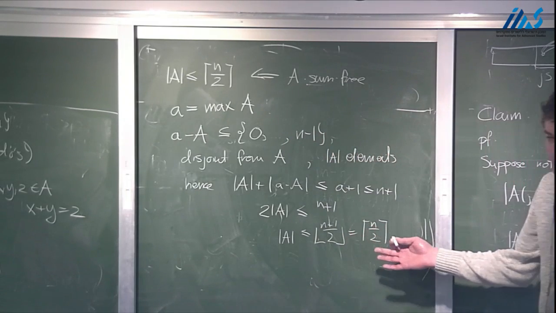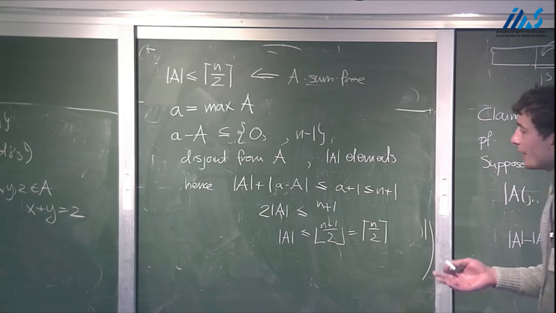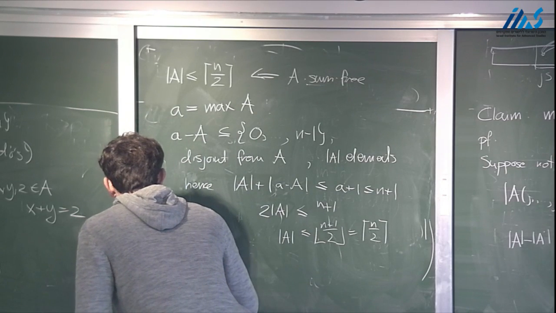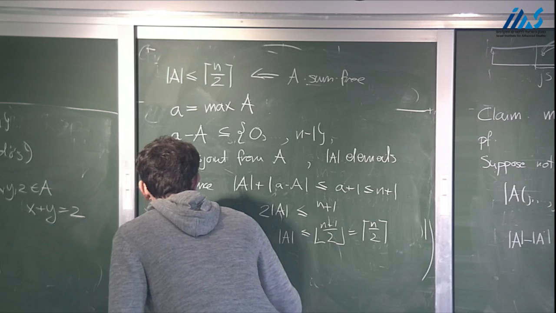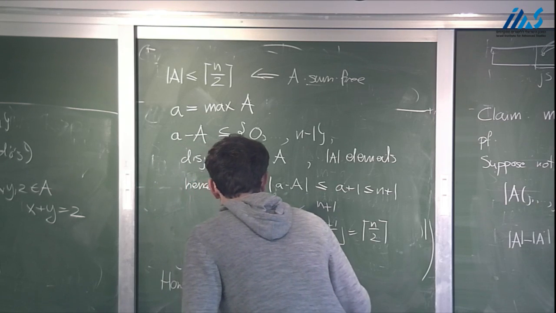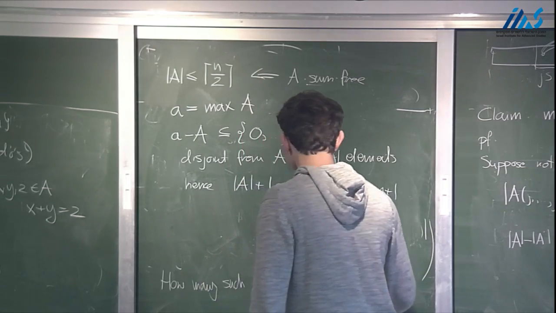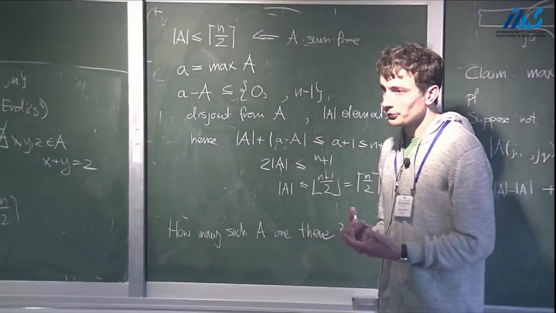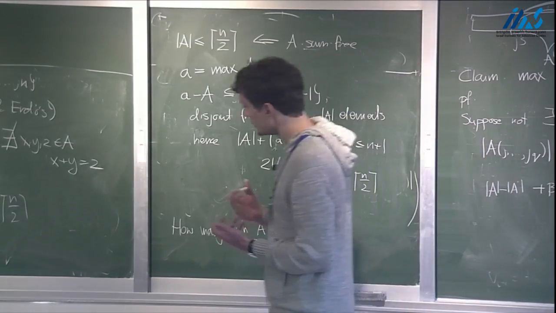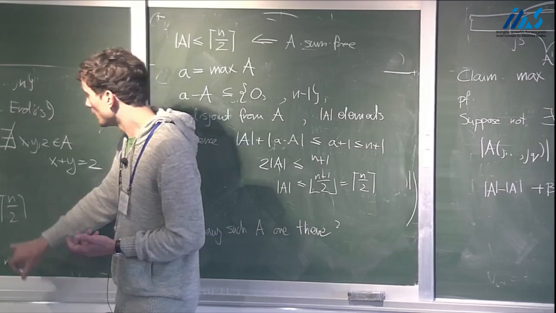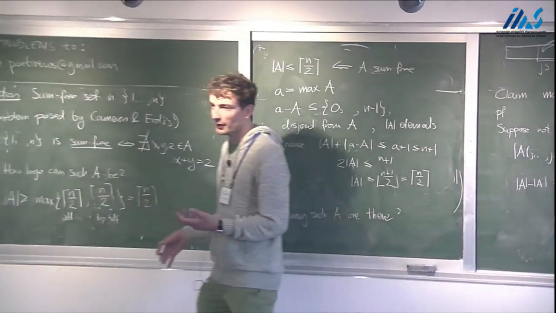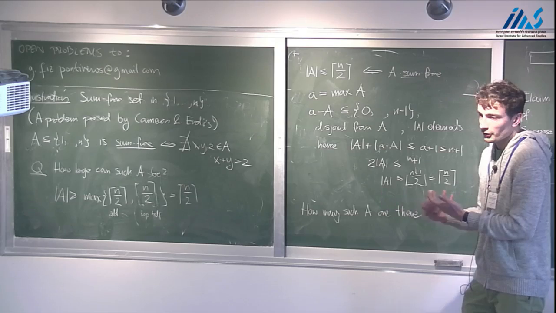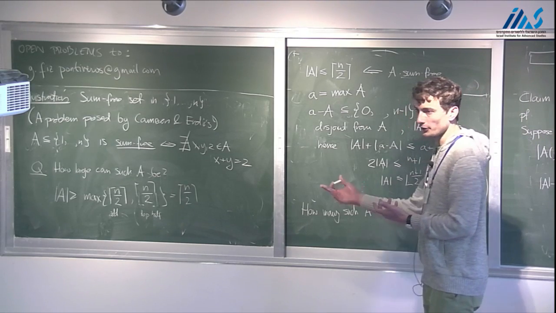So this solves the extremal question here. What is the maximum size of a sum-free set? But what Cameron and Erdős asked was, how many such sets A are there? Now, of course, every subset of the maximum sum-free set is sum-free. So this gives us at least 2 to the ceiling of n over 2. But here we have actually two sets of the same size, which have very, very small intersection. So most of their subsets will be completely different. So actually we have twice.